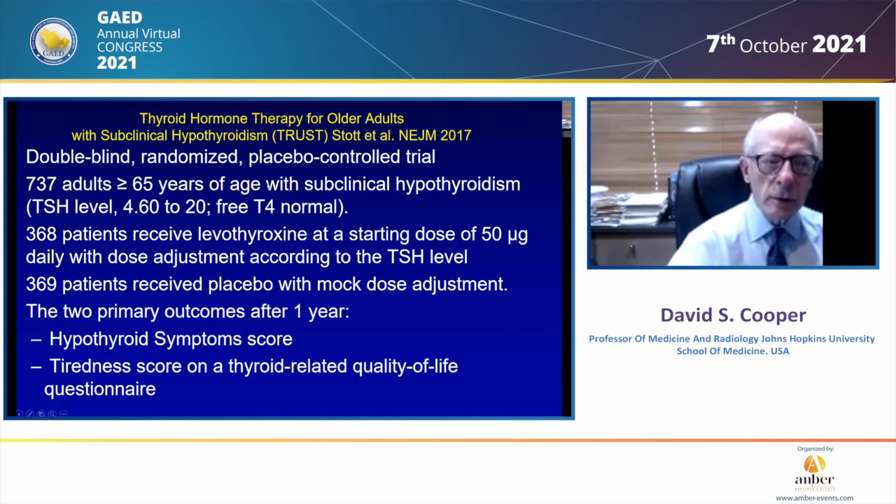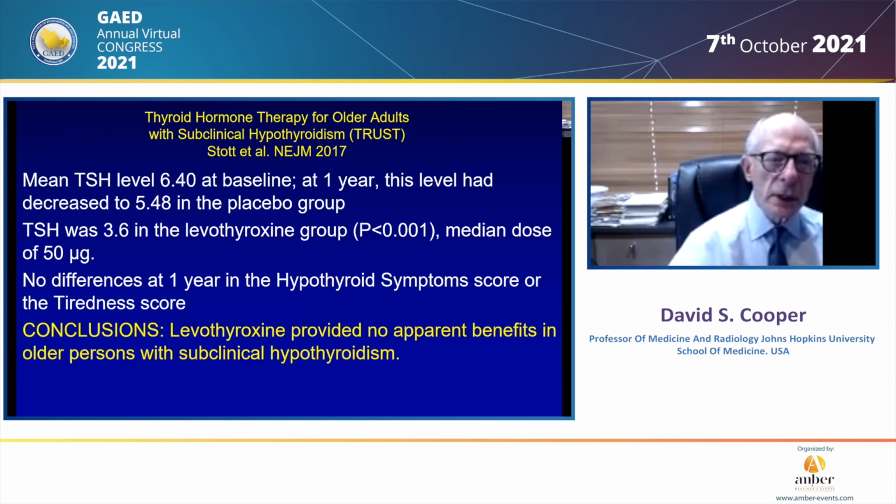Double-blind, randomized, placebo-controlled trial. 368 got levothyroxine, 369 got placebo, and the 2 primary outcomes were a hypothyroid symptom score and a fatigue score on a validated thyroid quality of life questionnaire. The mean serum TSH at baseline was 6.4. In the placebo group, it had not really changed much, and it was 3.6 in the treatment group. There were no differences at 1 year in the symptom score or the tiredness score. The conclusion was that levothyroxine provided no benefit in people with subclinical hypothyroidism.